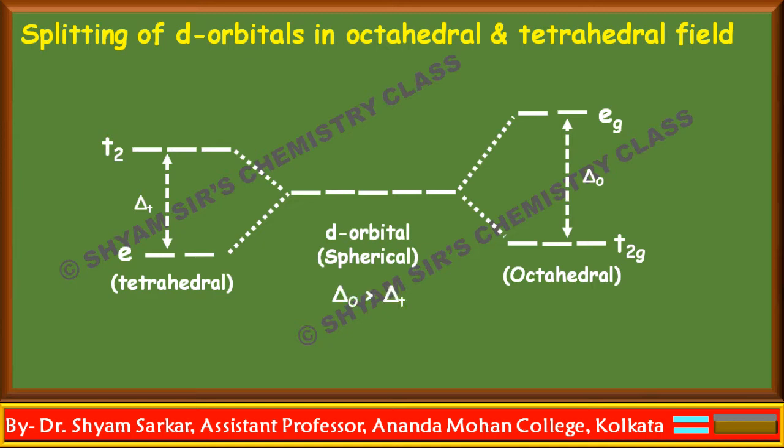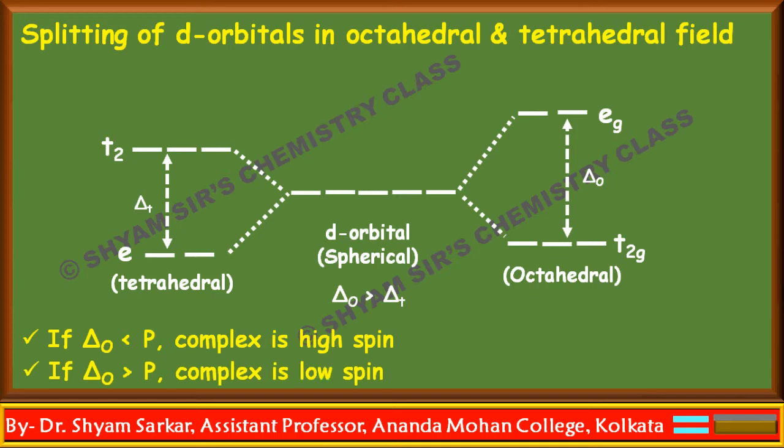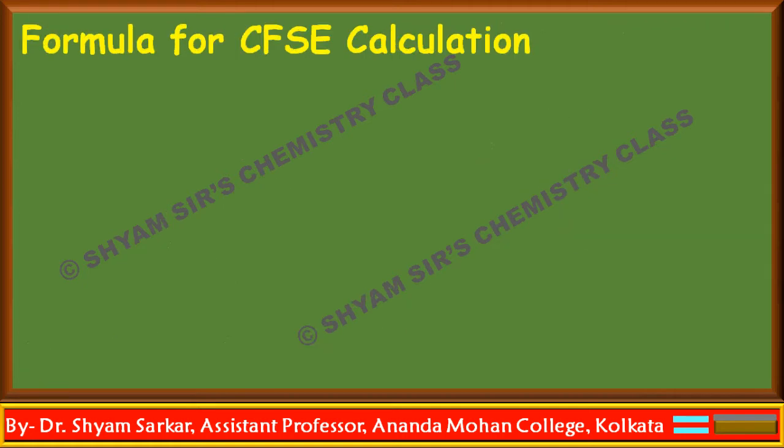And one more thing you should remember here: if delta O is less than P, then the complex is high spin in nature, and if delta O is greater than P, then the complex will be in low spin state. If you remember all these three things, it will be easier to solve upcoming questions. Next I will show you the formula which we will be using for CFSE calculation.